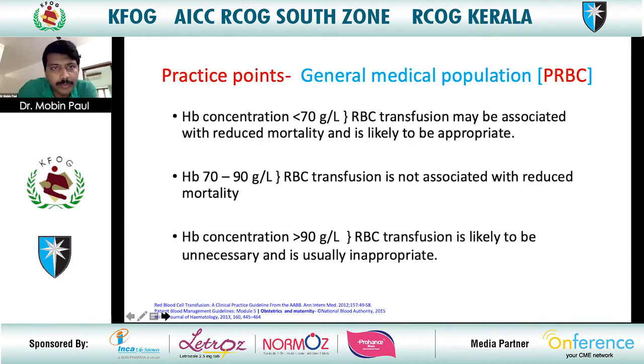A hemoglobin of less than 7, transfusion seems likely appropriate and reduces mortality. At 7 to 9 grams, it's not going to change anything in the mortality. And if it's more than 9, if you transfuse, it's considered unnecessary and usually inappropriate.